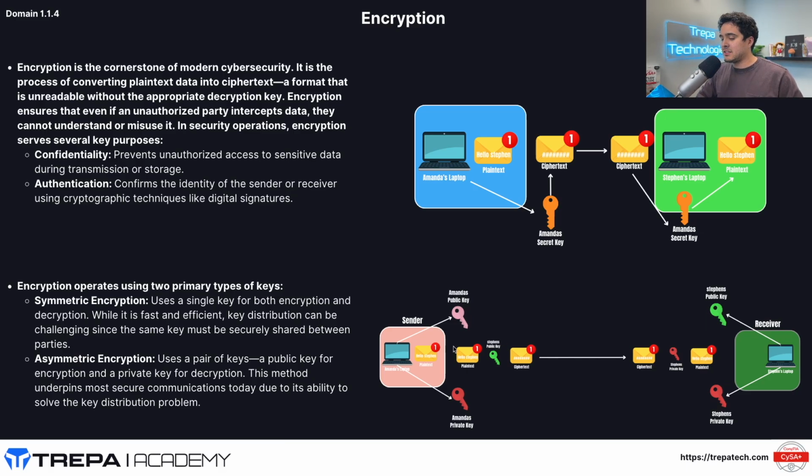Now let's take a look at this example here. Let's say we have the same scenario. Amanda wants to send Steven, she's the sender, Steven is the receiver, an encrypted message. So here's how asymmetric encryption would encrypt that communication. So we're in asymmetric cryptography. She'll create a public and private key pair, as will Steven. He'll create a public and private key pair as well.